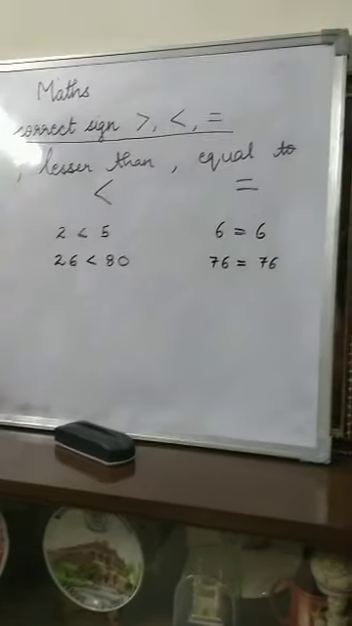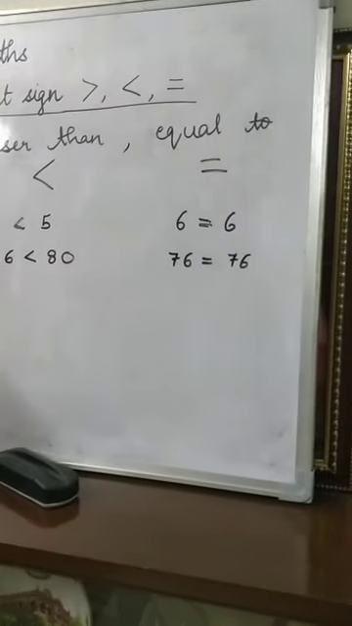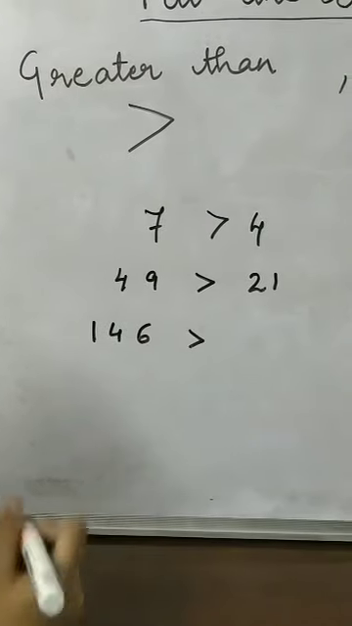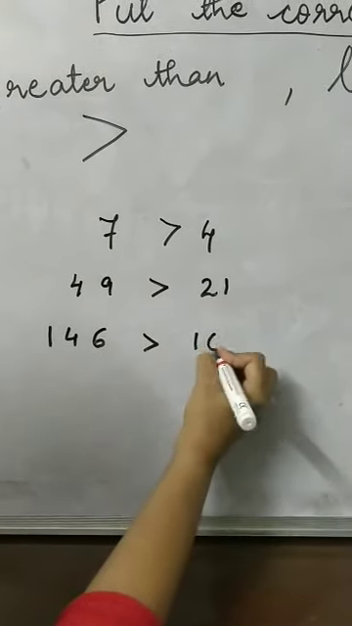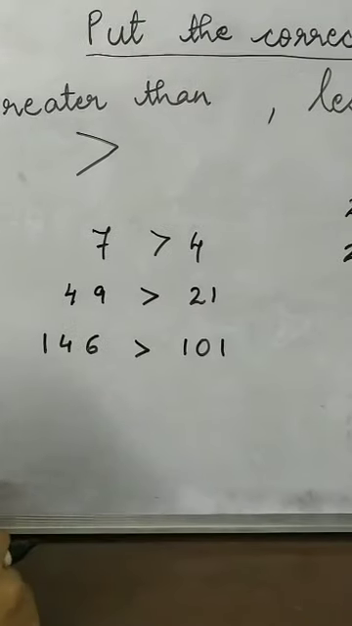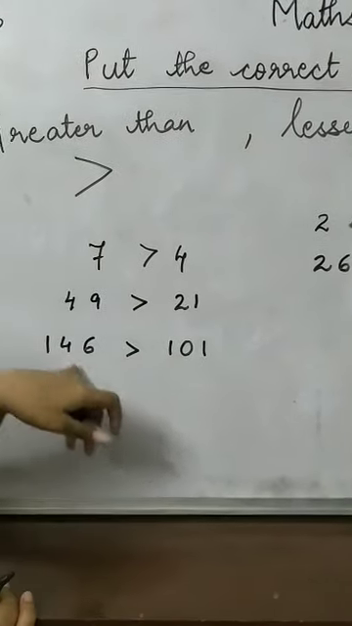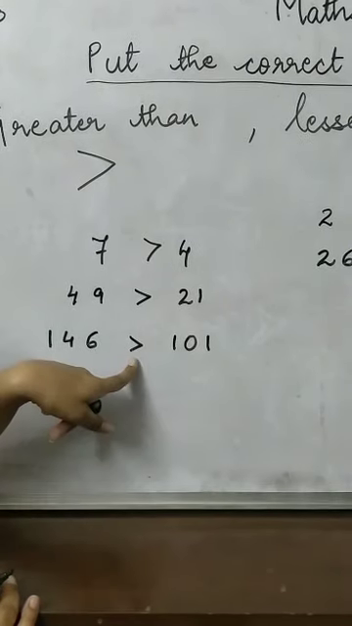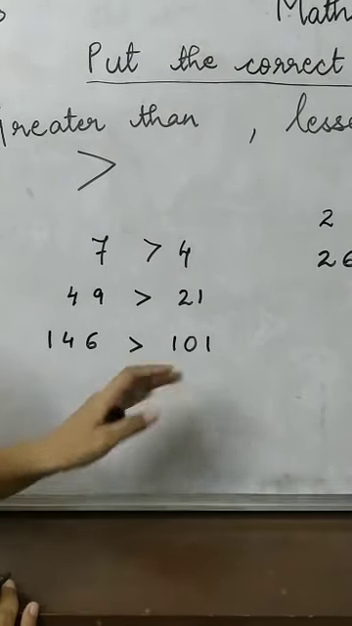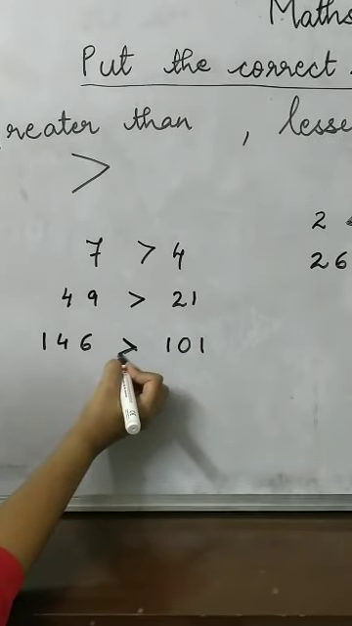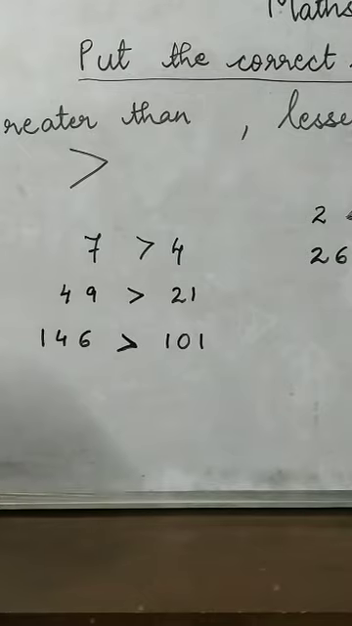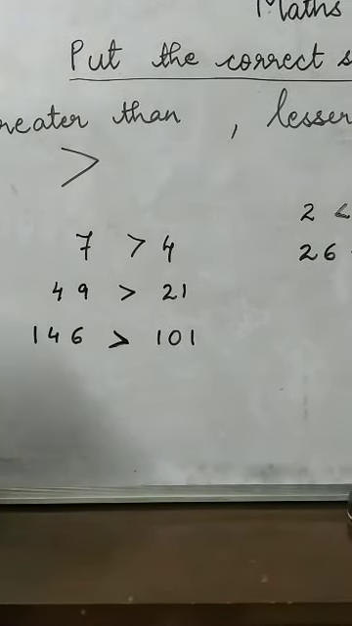Right, boys? Now we are going to take 3-digit numbers. 146 is greater than 101. Right? You know numbers till 5 digits. So in 3 digits, 146 is greater than 101. So this sign where the mouth is open, that side we will always write the greater number.